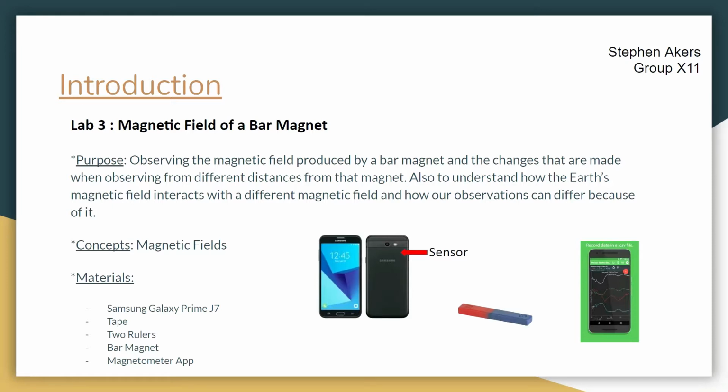The only concept that we're going to be using is what we already know about magnetic fields, the equation and such. And the only materials that we're going to be using will be the phone with the app on it, a couple pieces of tape, some rulers, and of course a bar magnet.